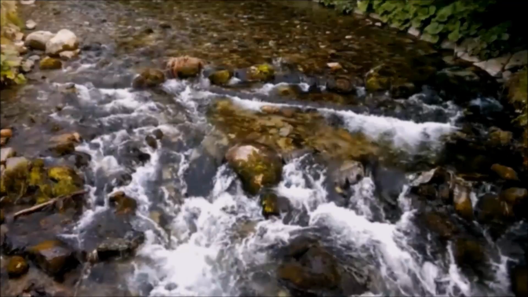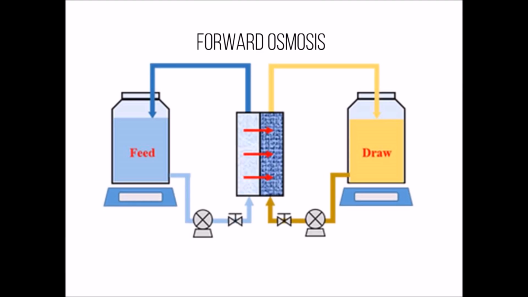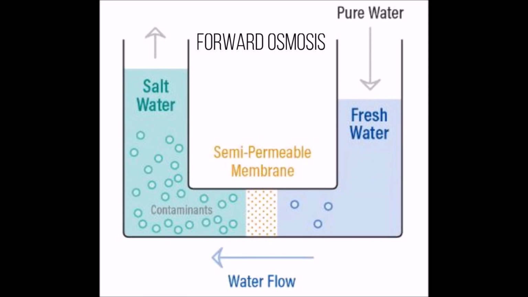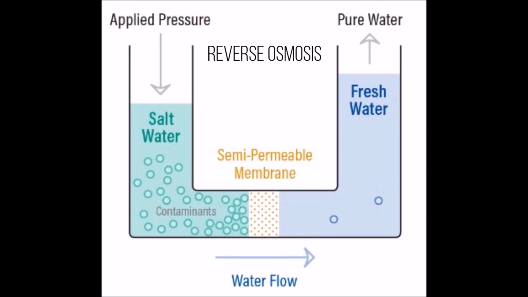One of the essential steps in this process is a forward and reverse osmosis system. Forward osmosis utilizes an osmotic pressure gradient for desalination across a semi-permeable membrane. A highly concentrated draw solution flows over one side of the membrane, while a lower concentrated feed solution flows across the other. This induces a net water flux from the feed to the draw solutions in order to equalize the osmotic pressure. On the other hand, reverse osmosis operates by applying a pressure greater than the osmotic pressure to the concentrated solution. This forces water molecules through the membrane, leaving contaminants behind.